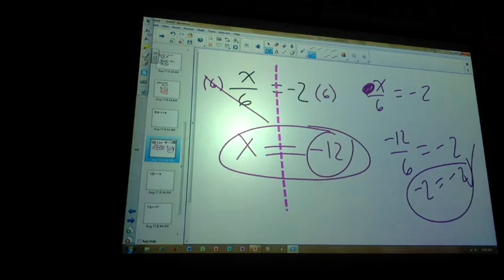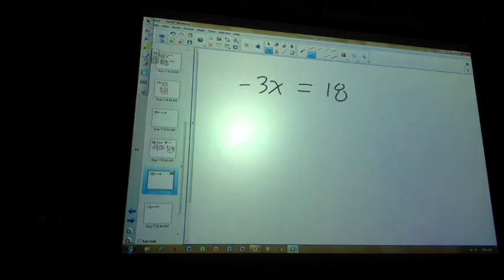What if you had a number by X? Ooh, we're going to get there, I think. Like a fraction? Oh, sweet. Like a fraction. Oh, we're totally going to get there.